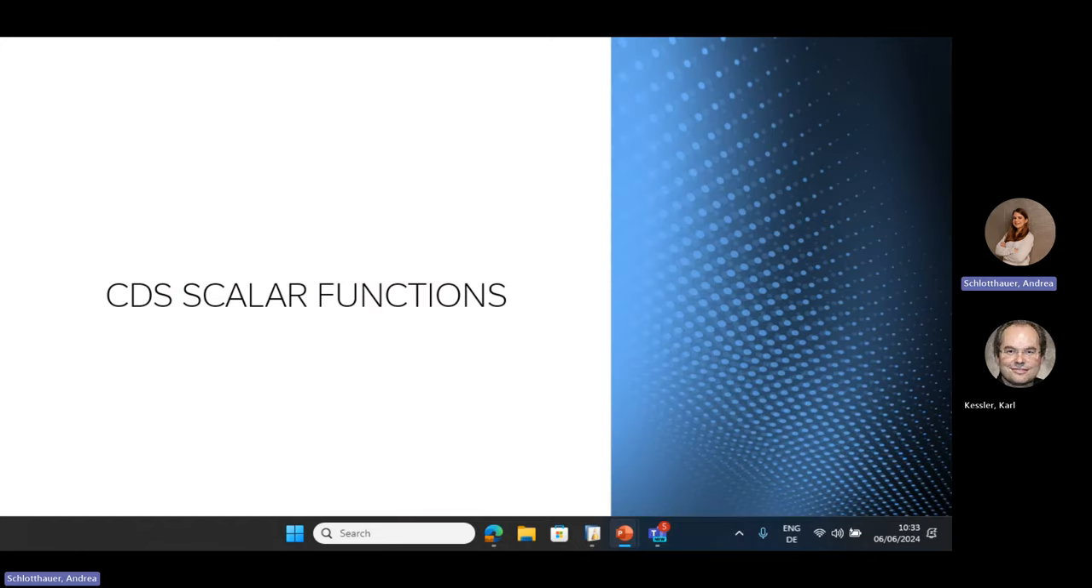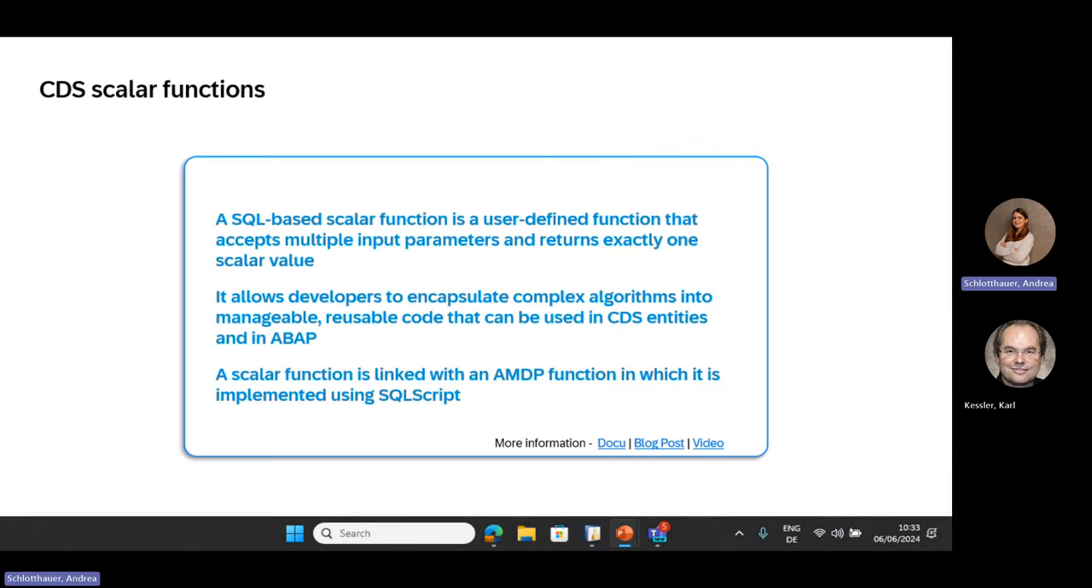And the last new feature that we bring today are CDS scalar functions. The scalar function is a function that accepts multiple input parameters and returns exactly one scalar value. They are like the built-in functions that we know from ABAP SQL and from CDS, like concat, for example, or division. So SAP provides a set of these built-in scalar functions, but with CDS scalar functions, developers are enabled to encapsulate their own coding into this CDS object and then reuse it in different CDS entities and in ABAP coding.